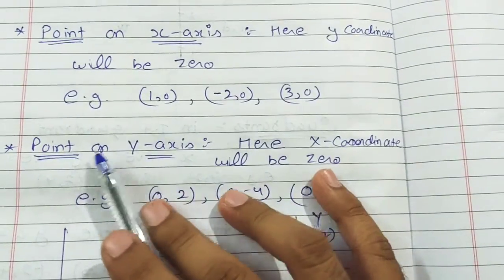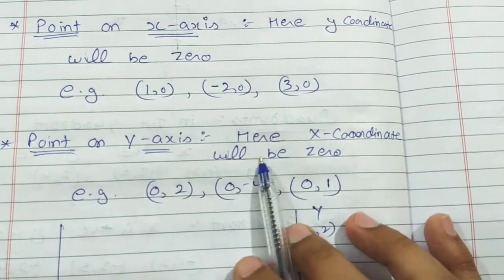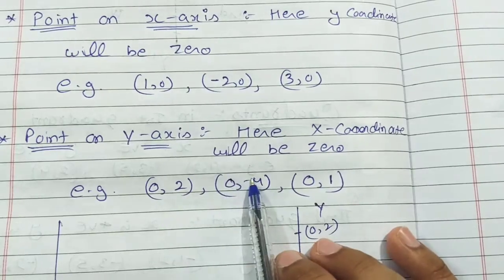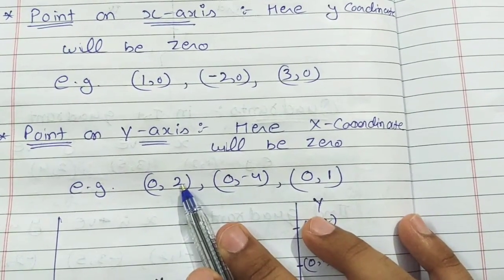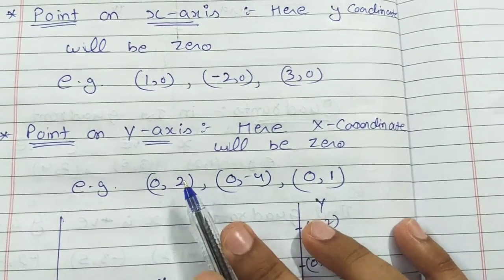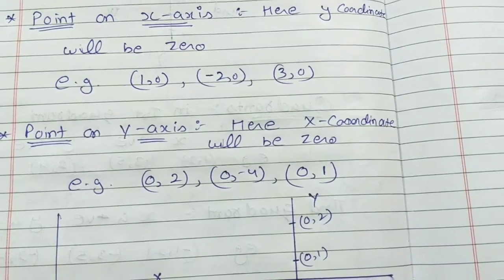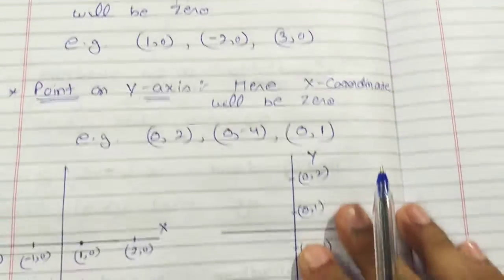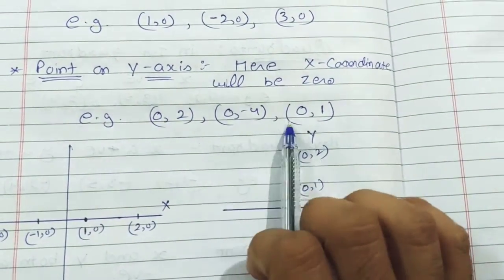Similarly, for a point on the y-axis, the x coordinate will be 0. So examples will be (0, 2), (0, -4), (0, -1). Here the values of y may be negative or positive because the points lie on the y-axis, either on the positive part or on the negative part. But the first value, the x value, will always be 0.